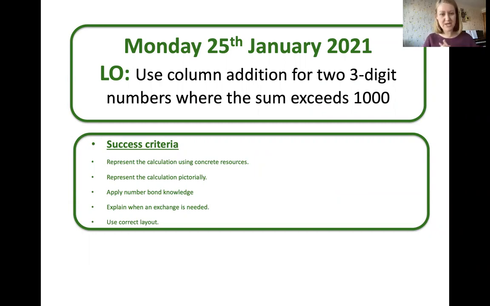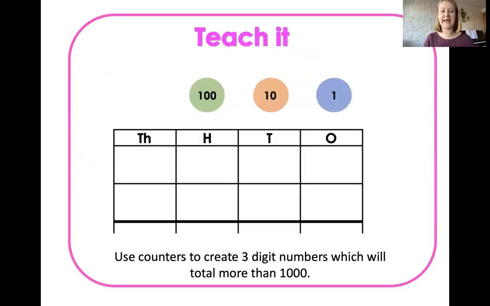So we want to be using our calculations, we want to use concrete resources. So that means using counters, maybe getting out the Lego pieces again, maybe the little pasta pieces again. You think about what you can do to move around. Represent the calculations pictorially. You're going to apply your number bond knowledge, and we're going to explain when an exchange is needed. And really, really important, we've got to use the correct layout. So let's have a little look at our Teach It today. So we're going to use the counters to create 3-digit numbers, which will total more than 1,000.